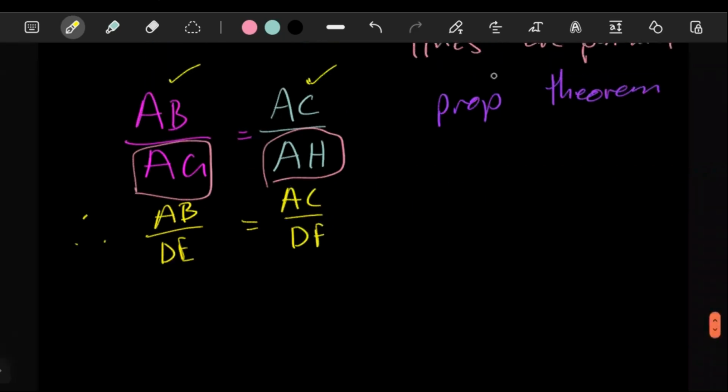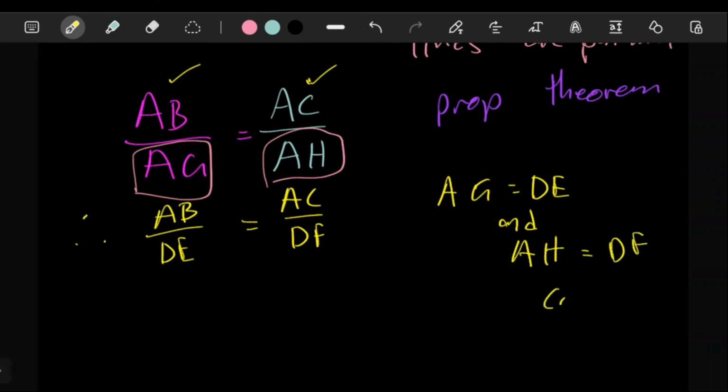You see, here you can just show that AG is equal to DE and AH is equal to DF. You can even add their construction.